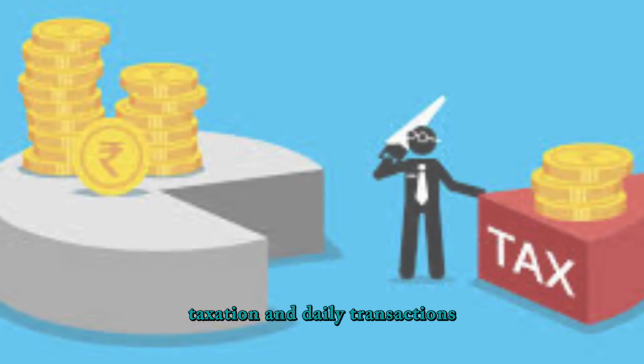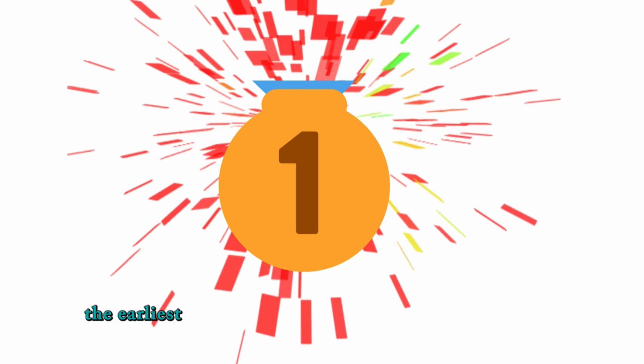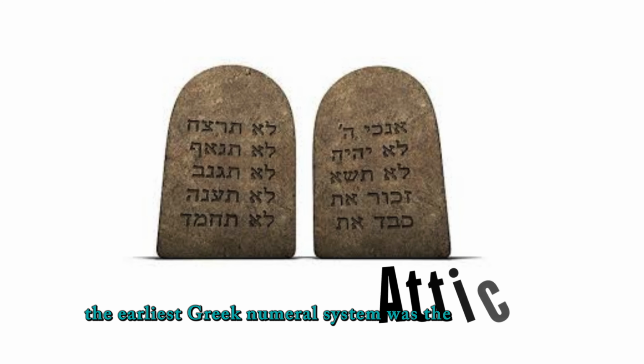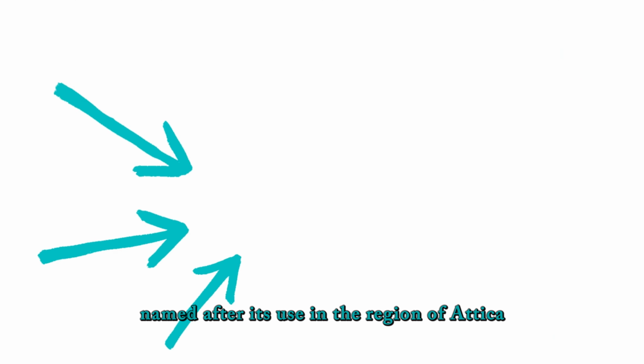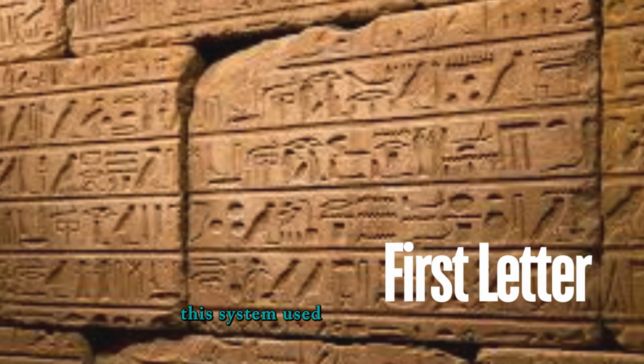and daily transactions. The earliest Greek numeral system was the Attic system, named after its use in the region of Attica, particularly Athens, which emerged around the 6th century BC. This system used a set of symbols derived from the first letters of the corresponding Greek words.